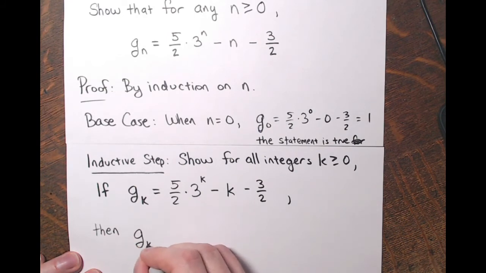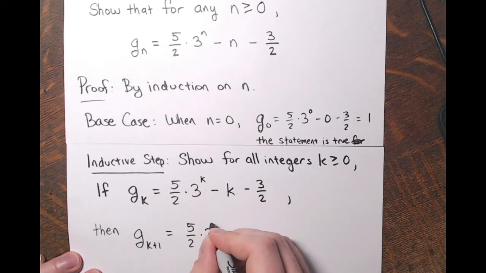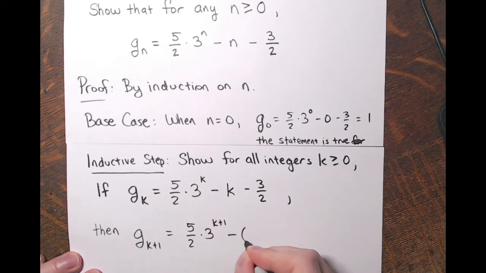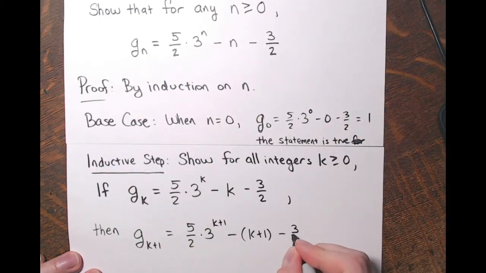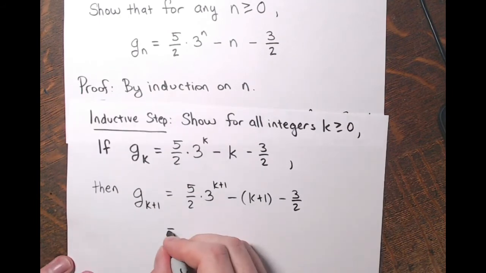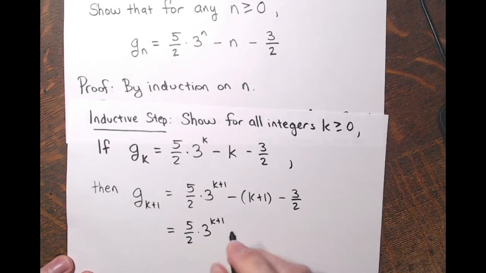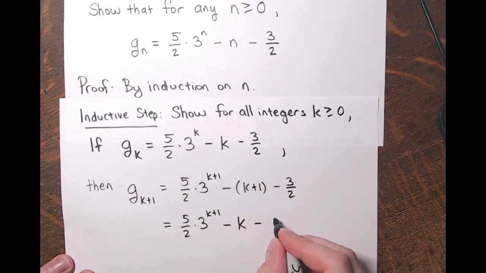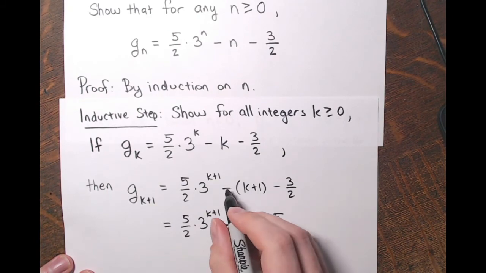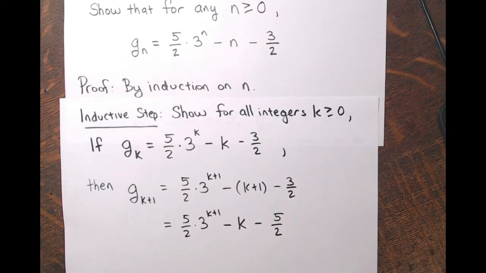g sub k plus 1 will be equal to 5 halves times 3 to the k plus 1 minus the quantity k plus 1, right? Just replacing all the n's with k plus 1 this time, minus 3 halves. Which, if I want to simplify that a bit, would be 5 halves times 3 to the k plus 1 power, then minus k minus 5 halves, right? Because it'd be minus k minus 1, but that's minus 2 halves, minus 3 halves would be minus 5 halves. So either one.